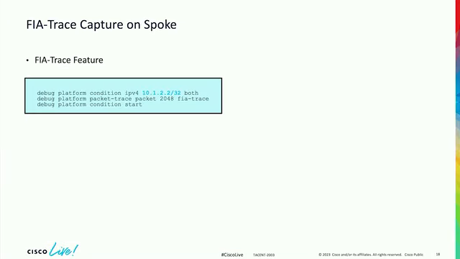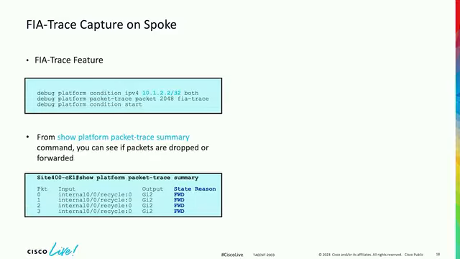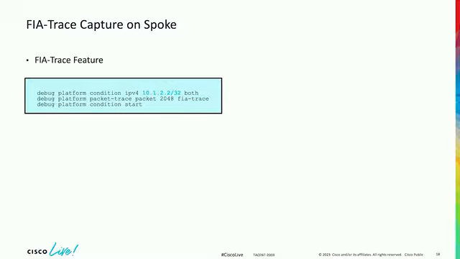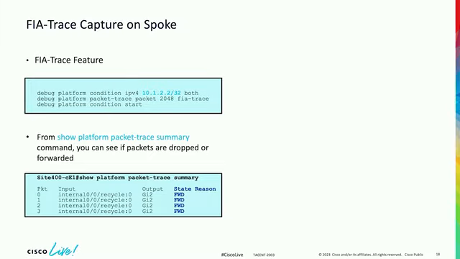So the packet trace feature is one of the useful tools in the IOS XE router. Using this tool, we can clearly know if the packets are leaving out of the box. To run this feature, we need to run the debug platform command to the destination, to the hub. To check if the packets are leaving out of the box, we need to run show platform packet trace summary. Here we can see the state is forwarded.